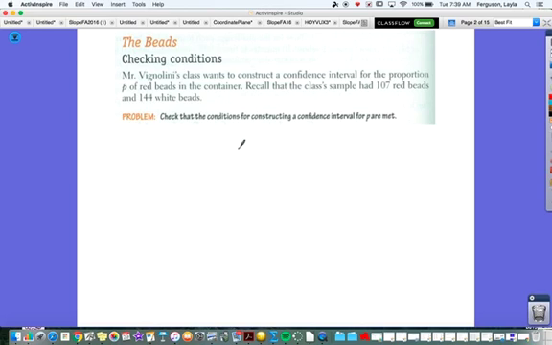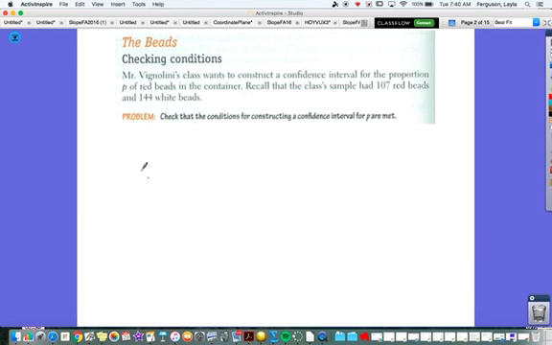For this example, we have a class that wants to construct a confidence interval for the proportion P of red beads in the container. Recall that the class's sample had 107 red beads and 144 white beads. We want to check that the conditions for constructing a confidence interval for P are met.